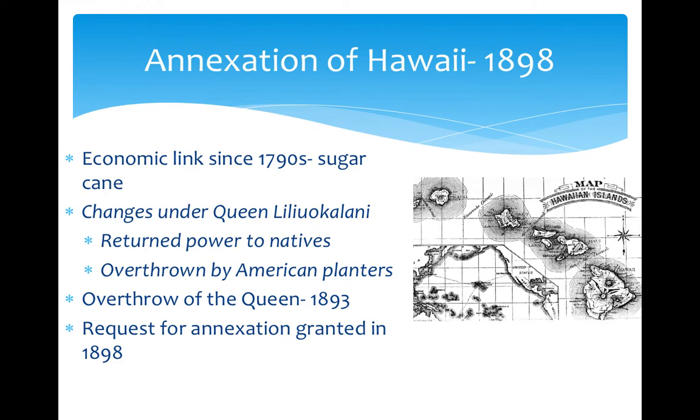And so there was a request for annexation granted in 1898. Now, actually, the Hawaiian people themselves had petitioned against this annexation and didn't want it, but there were a few that did want annexation. Those planters did, and so it was annexed as a territory in 1898. But it wasn't until 1959 that Hawaii would become the 50th star on our American flag.